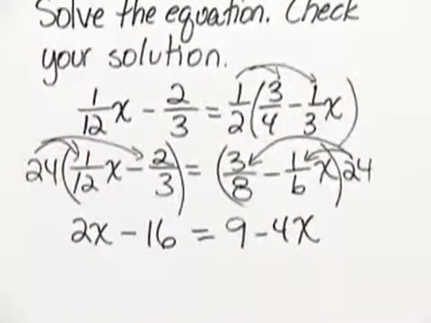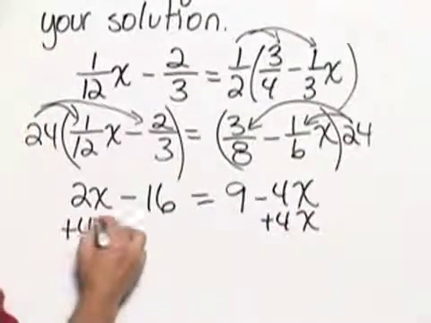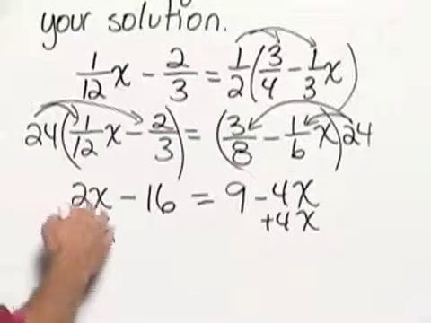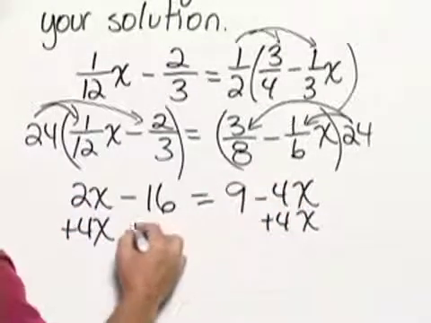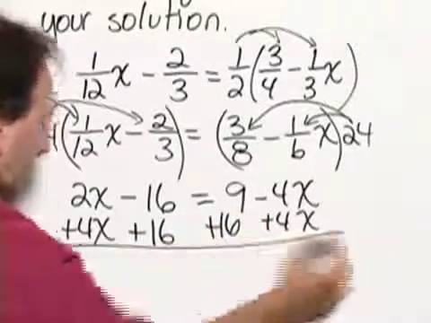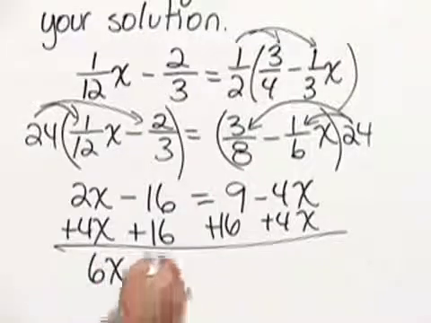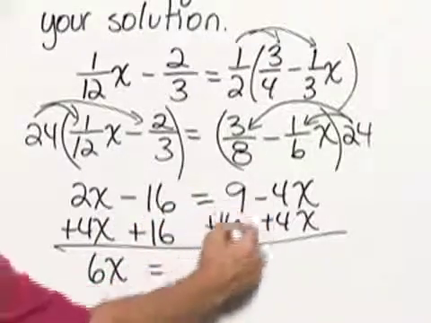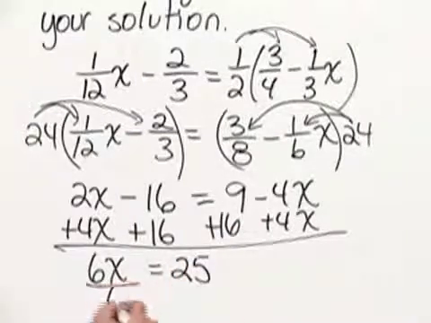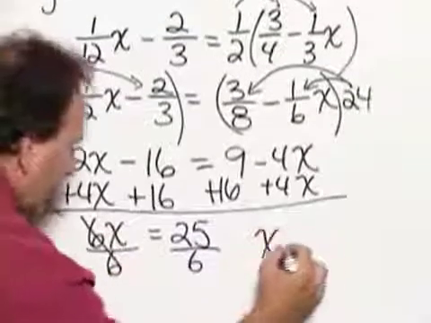We have x's on both sides. Let's collect the x's on the left side, so we'll add 4x to both sides. Since we're collecting the x's here, we'll collect the constants over here, and that means adding 16 to both sides. So we get 6x equals, these sum to 0, 9 plus 16 is 25. Dividing both sides by 6, we get the answer x equals 25/6.